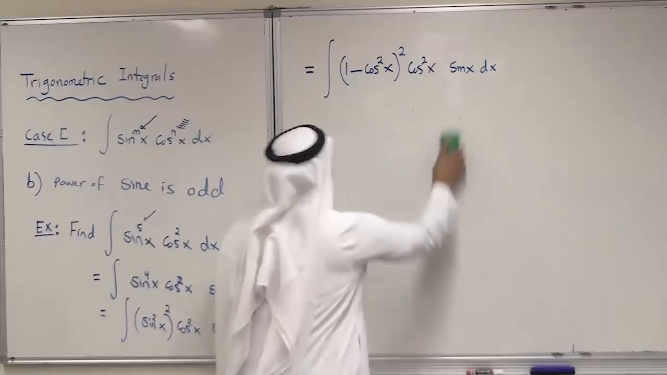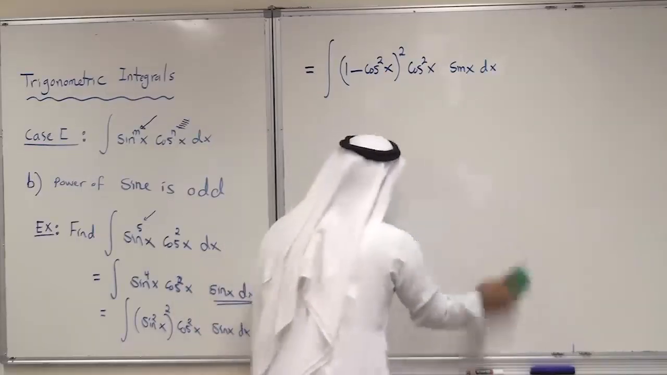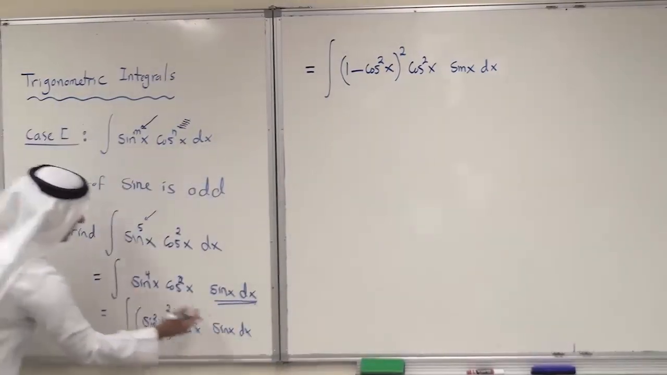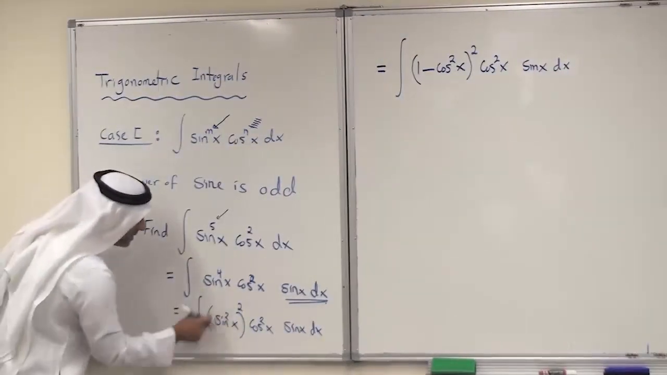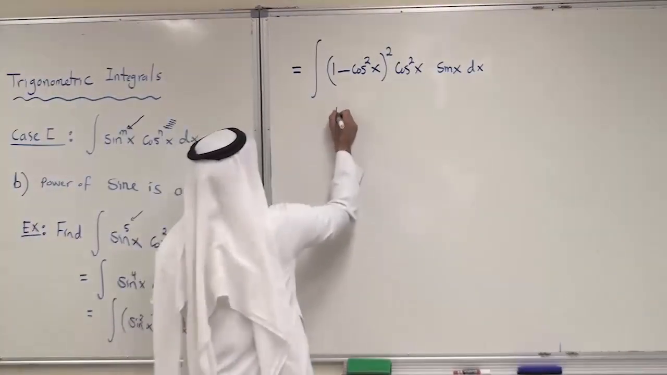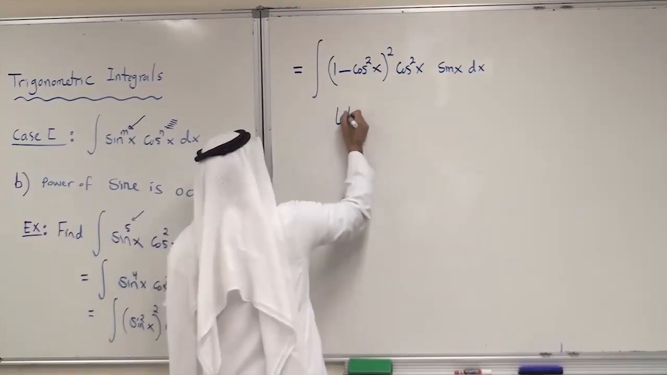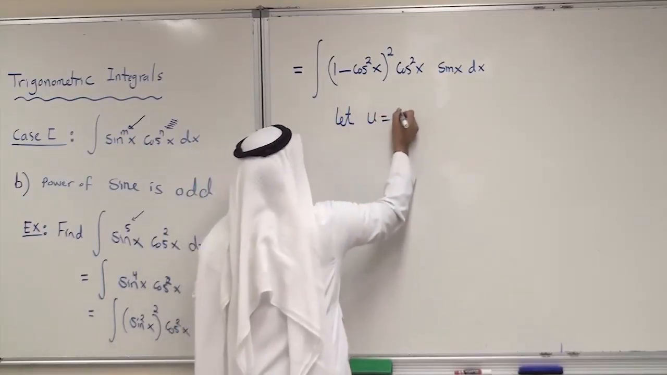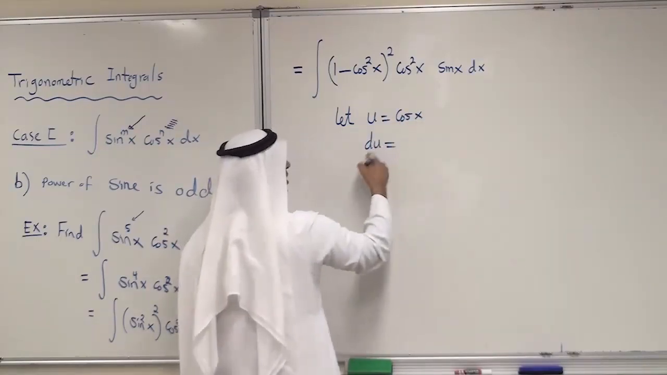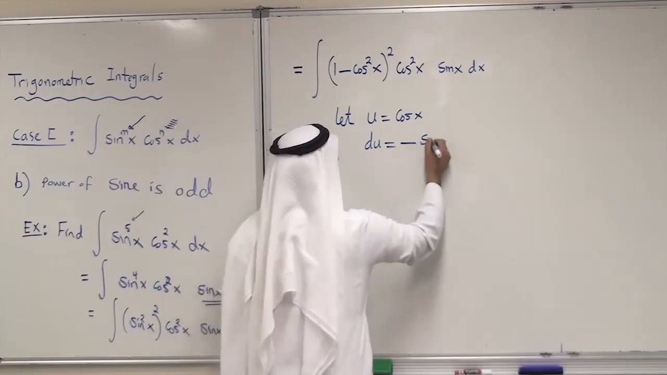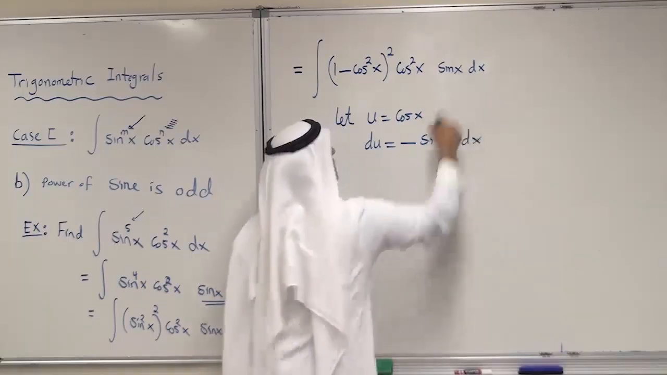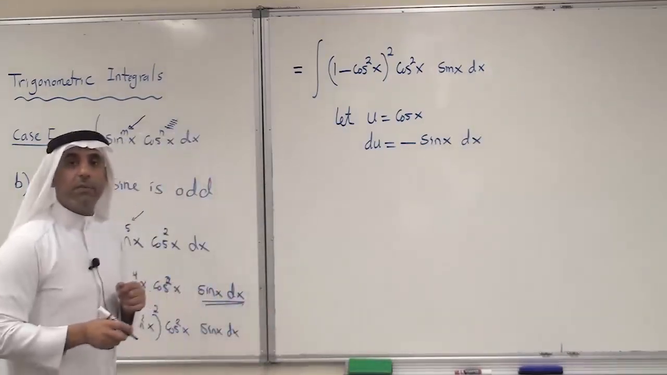Fine. What is next? After we make this simplification, after we separate sine of x and write sine squared as 1 minus cosine squared, we are ready to make the substitution. So the next step is to let u equal cosine of x. What is du in that case? du will be minus sine of x dx. So it is ready. We have it here, sine x dx. The only thing is we are in need of a minus sign.